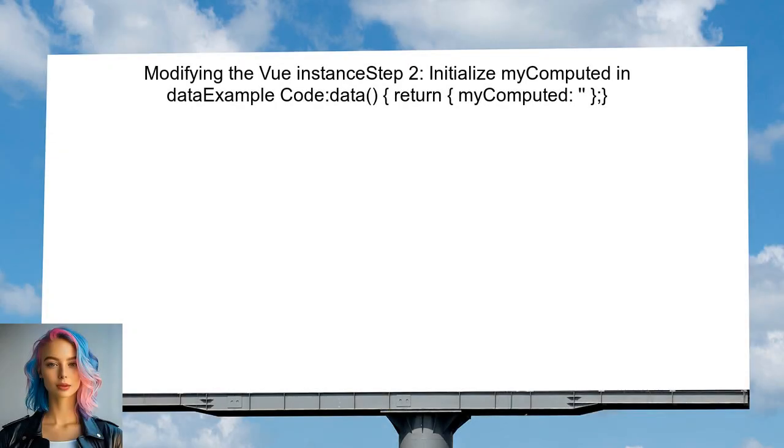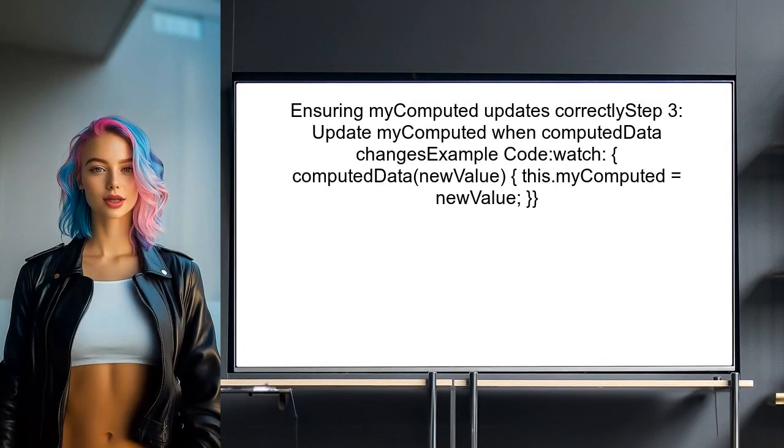Now let's modify the Vue instance. The user should remove the direct assignment of myComputed in the data function and instead initialize it as an empty string or null. Finally, the user should ensure that myComputed is updated whenever computed data changes. This will allow myComputed to reflect the value of computed data correctly.